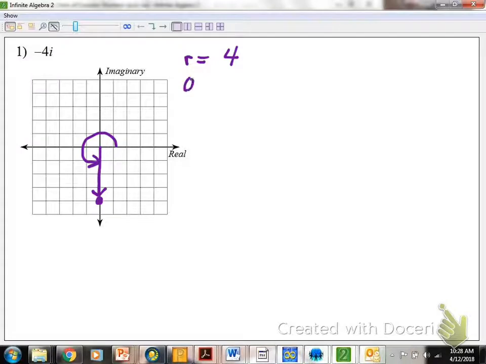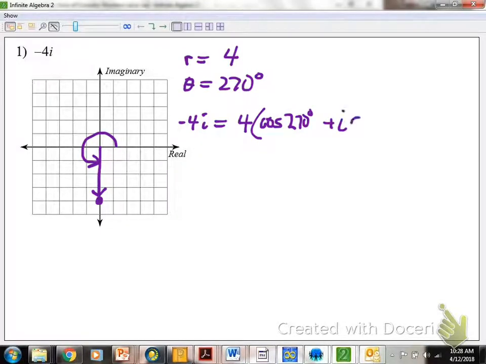The heading is 270 degrees. That's the angle that passes through that complex number. The standard position angle that passes through negative 4i is 270 degrees. So negative 4i in polar form is the radius, which is 4, times the cosine of 270 degrees, plus i times the sine of 270 degrees.